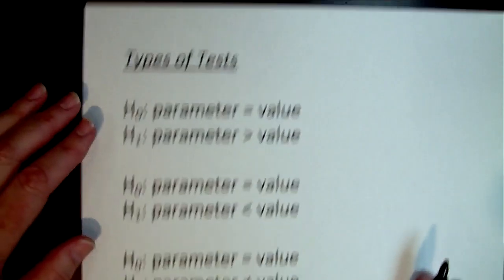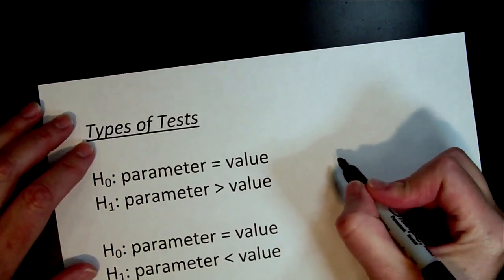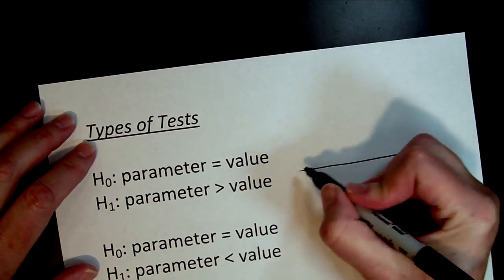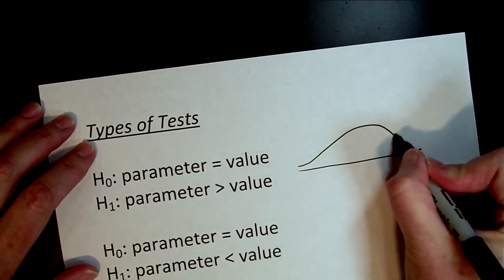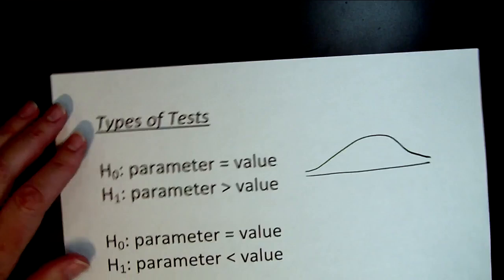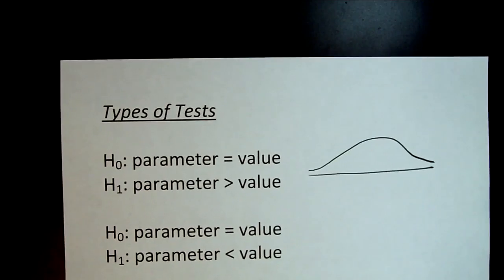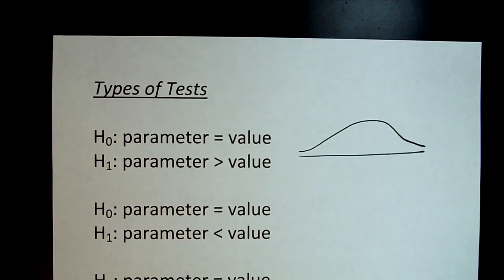Now, when we go to test these, we'll be using various distributions. We'll start out using the normal distribution, and then we'll use the t-distribution, and then we'll use the chi-squared distribution. So we're going to be using the same three distributions that we did for confidence intervals, we're just in a different context here.